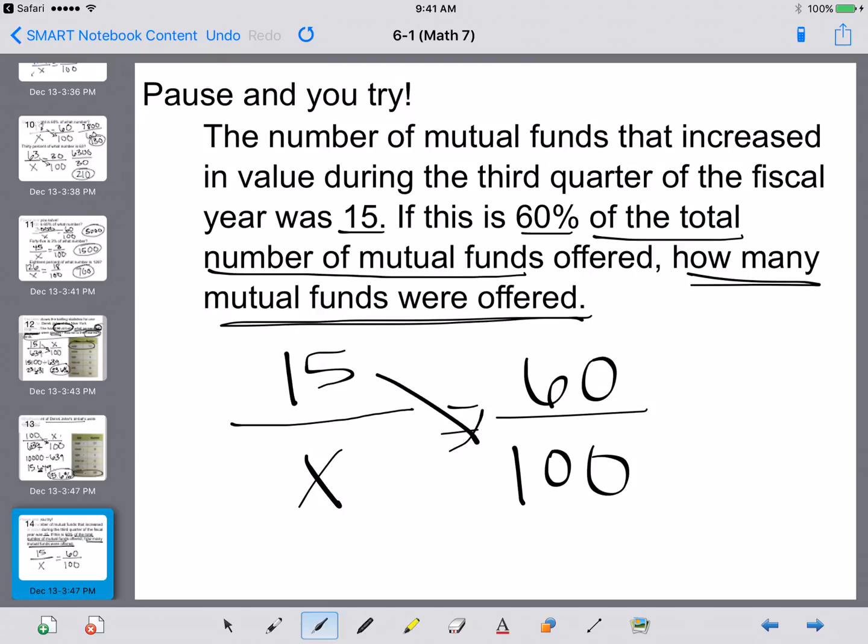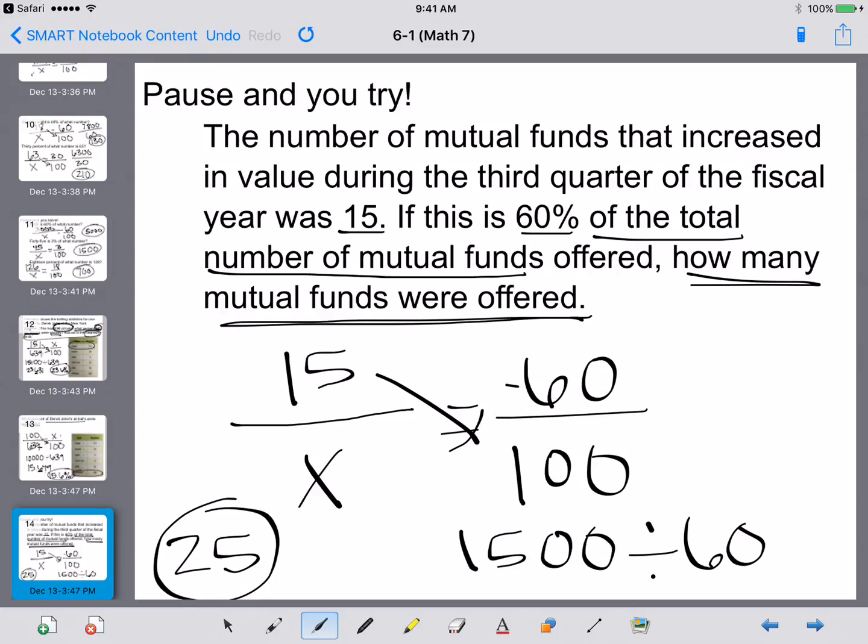Once again, cross multiply and divide. 1,500 divided by 60. And we get 25. So the answer is that there were 25 total mutual funds offered.